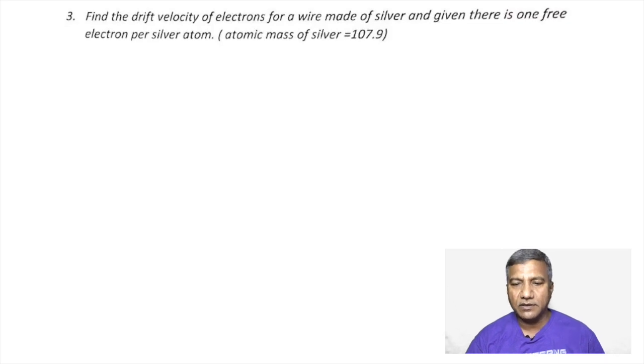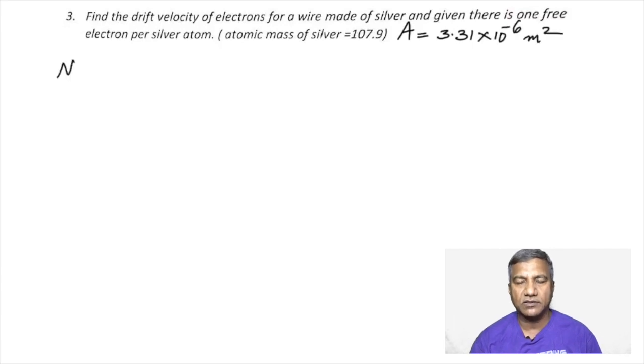In the third question, you're to find the drift velocity of electrons for a wire made of silver, and given there is one free electron per silver atom, and the atomic mass of silver is given. What is missing in this problem are two more quantities that are given. The area of cross section of the cable is given, which is 3.31 times 10 to the negative 6 meters squared. And here we have to use the Avogadro number.